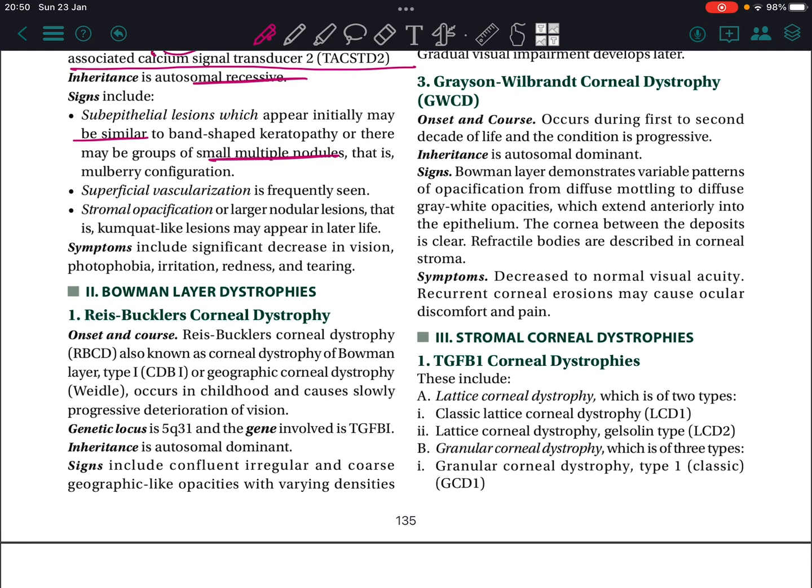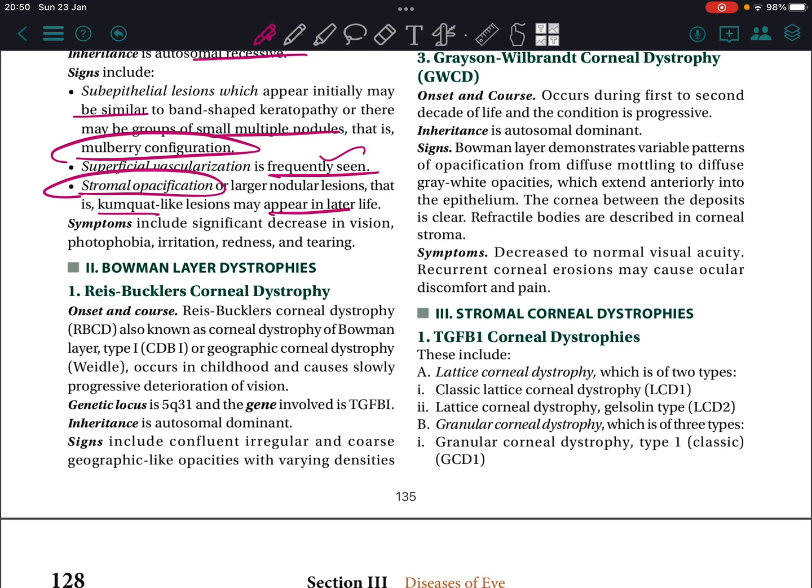groups of small multiple nodules in a mulberry configuration. Superficial vascularization is frequently seen. Stromal opacification or large nodular lesions, that is, kumquat-like lesions, may appear in later life. Symptoms include significant decrease in vision, photophobia, irritation, redness and tearing.